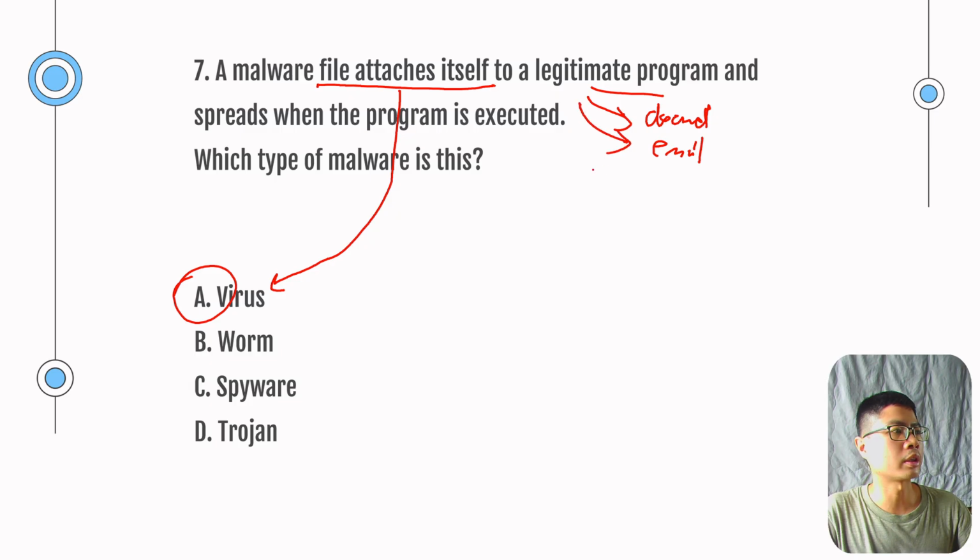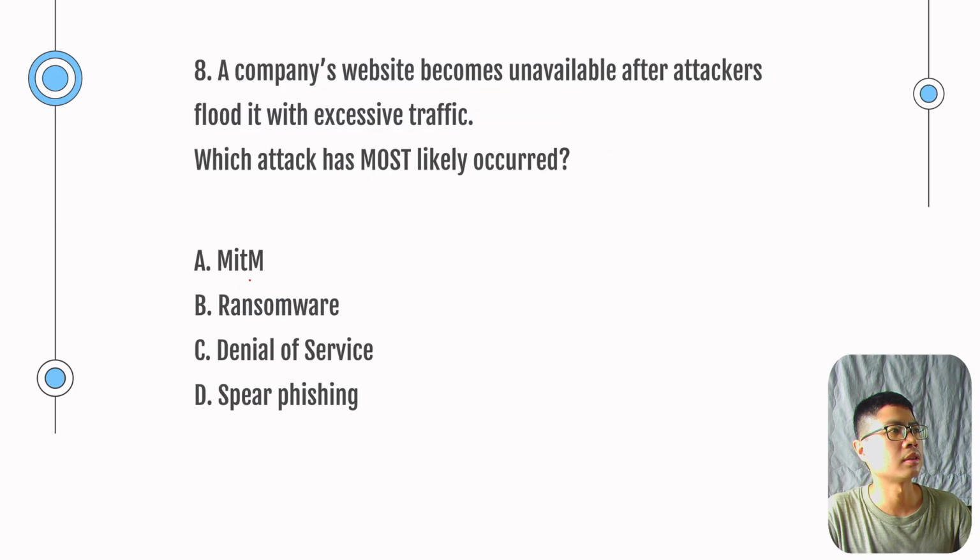And so what happens is the virus will be executed when the program is executed, when the document is opened, when the email attachment is opened as well. And so this is A.